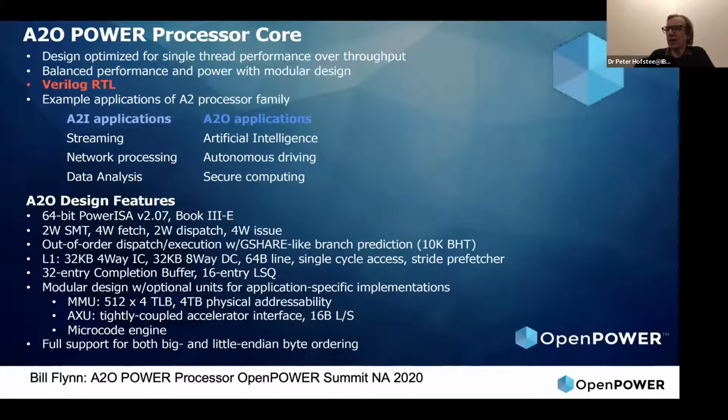Before I take some questions, I'll briefly mention the A2O processor core. A2I and also Microwatt are written in VHDL. A2O is written in Verilog. So those of you that may be more familiar with Verilog rather than VHDL might like to look at A2O. In terms of the level of the architecture, it is very similar to A2I. So also with A2O, there's a little bit of work that would need to be done to bring it into compliance with the 3.1 version of the architecture.